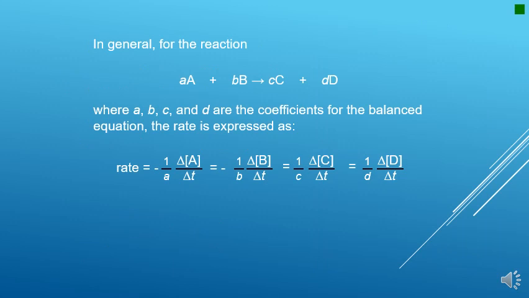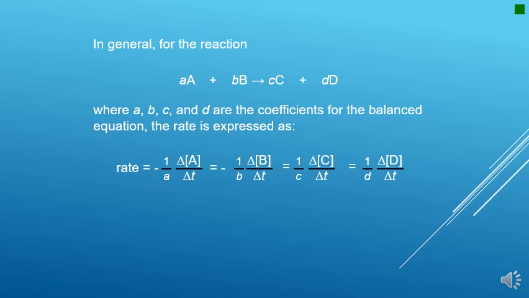So in general, when we have a chemical reaction, aA plus bB yields cC plus dD, and again, this is just a general form, so it can change depending on what the reaction is, where you have your lowercase letters, a, b, c, and d, as the coefficients for the balanced equation. We can express the rate as a ratio of your coefficients, kind of treat it like a molar ratio for each of the substances in comparison to each other.